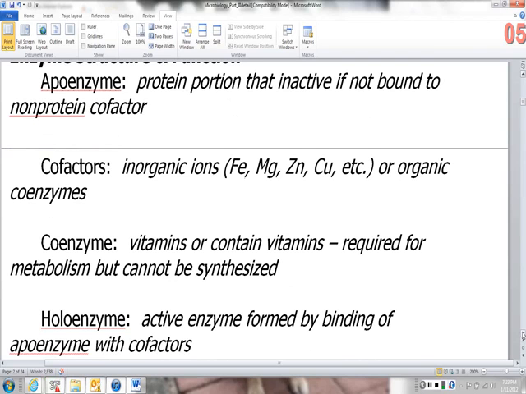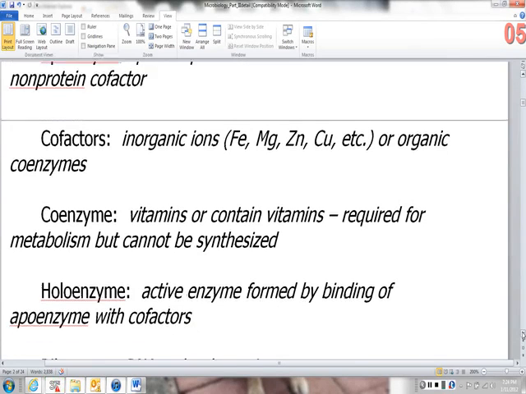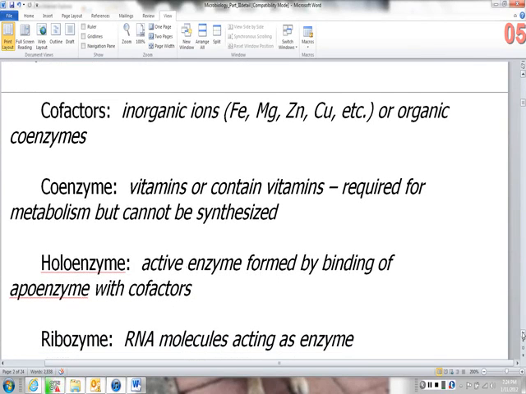Therefore, they must be consumed. We don't actually derive energy from consuming vitamins and minerals, but they allow us to derive energy from other nutrients we break down. The holoenzyme is the active enzyme formed by the binding of apoenzyme with its cofactor. RNA can also act as an enzyme, called a ribozyme.